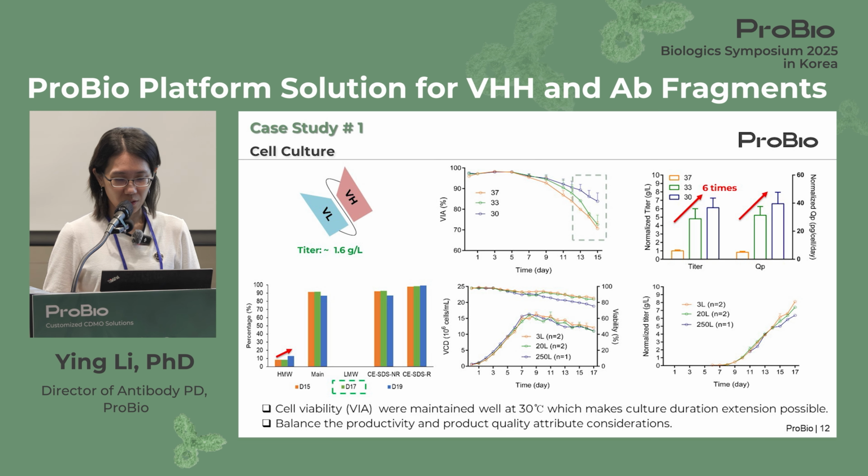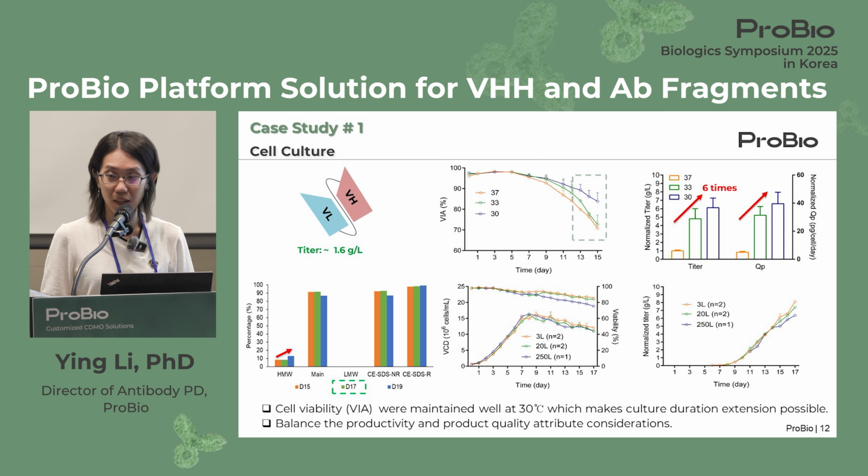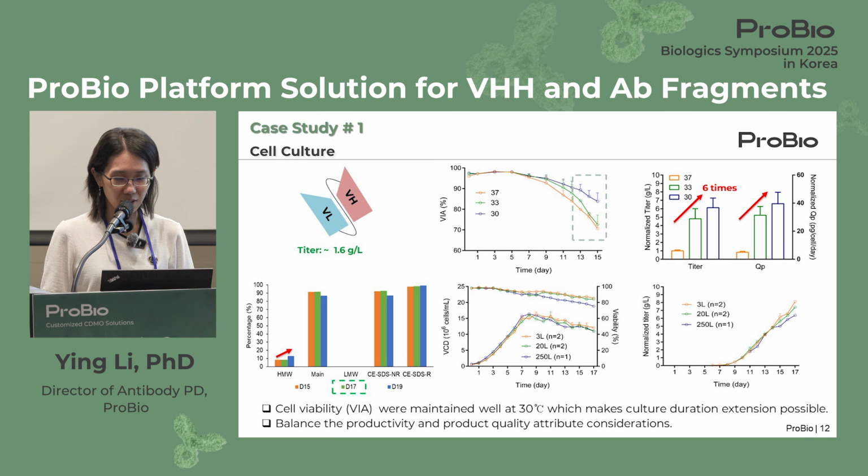So here is one example of a single-chain FV fragment. As I mentioned, in general, our platform has seen a lower expression level for single-chain FV. For this case, it's 1.6 gram per liter through the cell line process. And during the cell culture, we have identified that the cell viability as well as the productivity of this molecule is heavily impacted by the cell culture temperature.